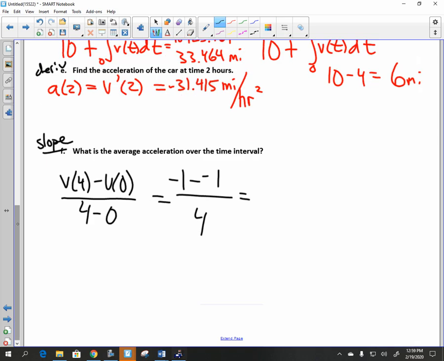So you get 0. It's going to ask for a label on the test. Acceleration, we'll measure it in miles per hour squared. Excellent. You're now prepared to work through those types of problems on your worksheet.